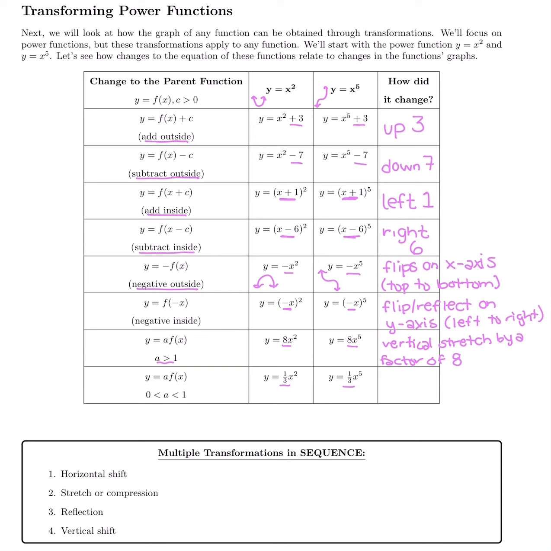If we have a number between 0 and 1, it's going to compress it down. It's going to make it look flatter. It's going to vertically compress by a factor of 1/3. So having a number bigger than 1 stretches it up. Having a number between 0 and 1 pushes it down, vertically compresses.